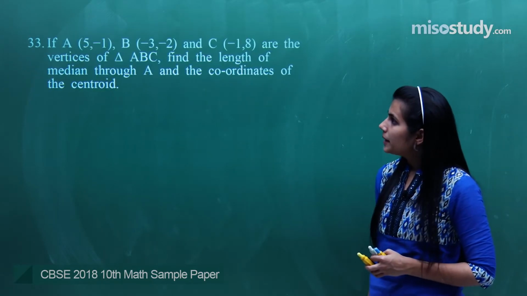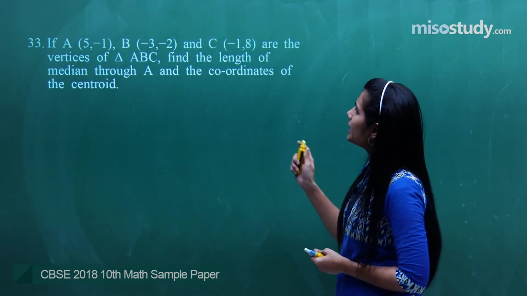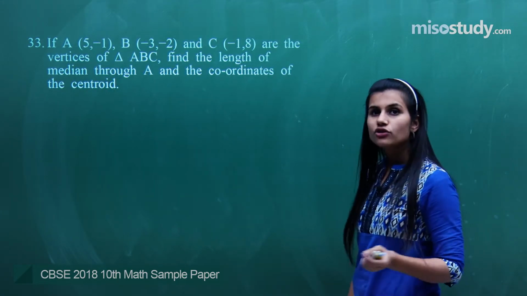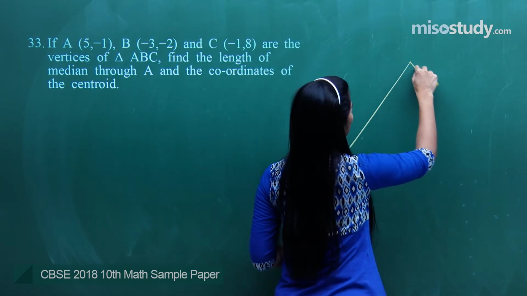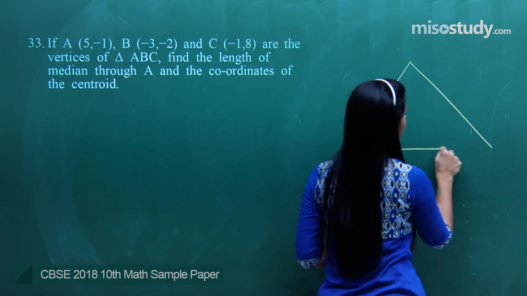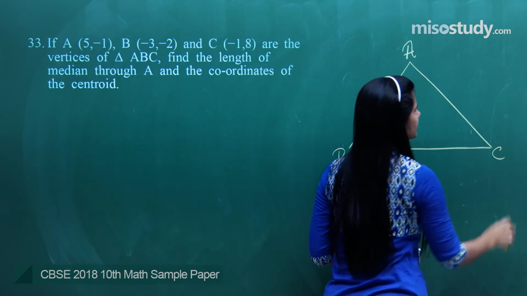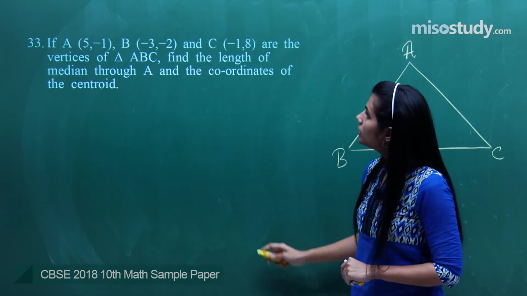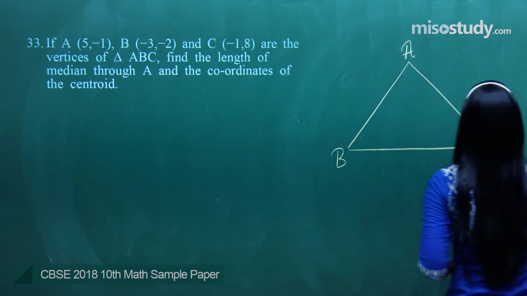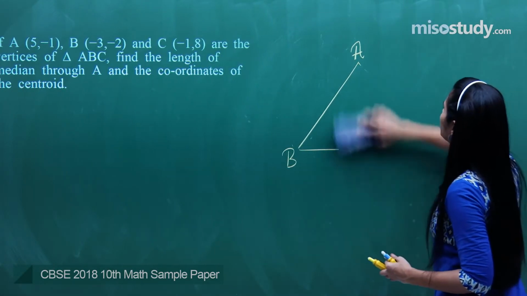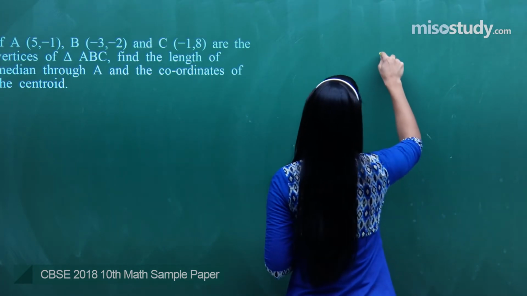Let's move to the next question, question number 33. It is saying if A, B and C are the vertices of a triangle ABC. So, I have a certain triangle ABC. Suppose this is A, this is B and this is C. A is 5 comma minus 1, or rather let's do one thing, let's make the coordinate plane so that we can mark the points approximately accurately.